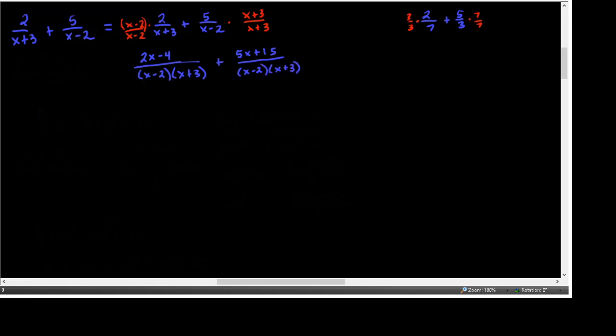And now that the denominators are the same, we add the numerators. So 2x plus 5x is 7x. Negative 4 plus 15 is 11. And if that factored, we'd want to factor it and see if anything would cancel. Since 7x plus 11 is prime, that's not needed, and so this would be our final answer.